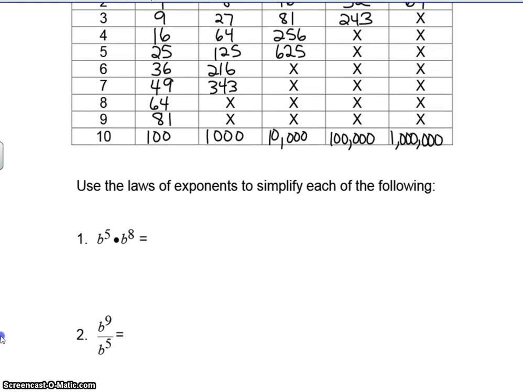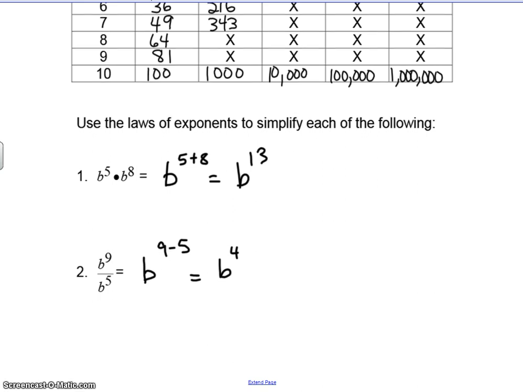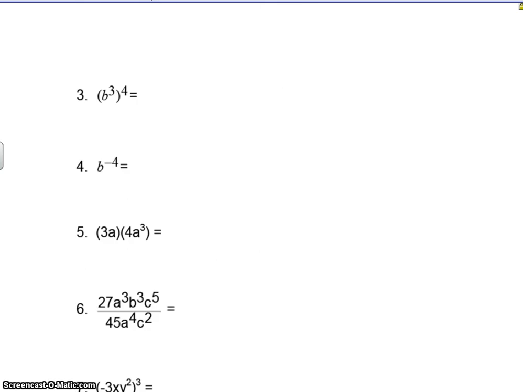All right, we're going to use the laws of exponents to simplify each of the following. Since this is a multiplication problem, we're going to keep our base and add our exponents. So b to the 13th power. Number 2, the bases are the same, so keep your base and subtract your exponents. So b to the 4th power. On number 3, we have a quantity raised to another exponent, so keep the base and multiply the two exponents together, so that's b to the 12th power.